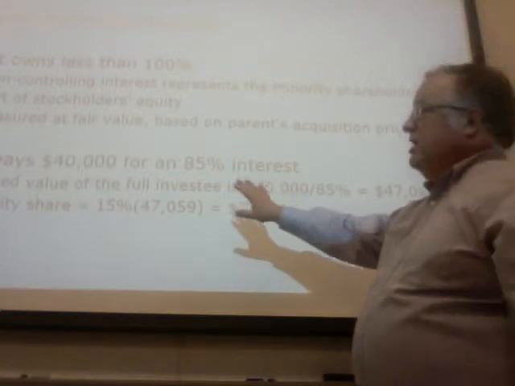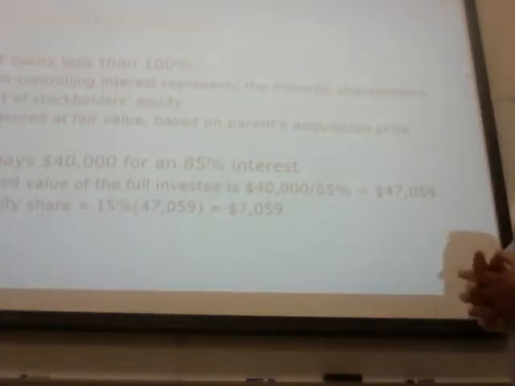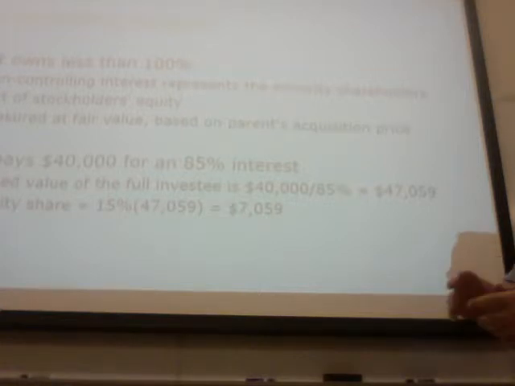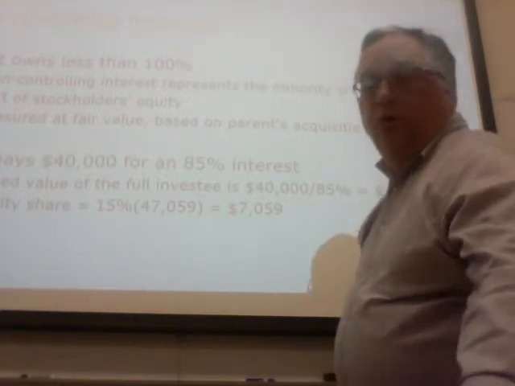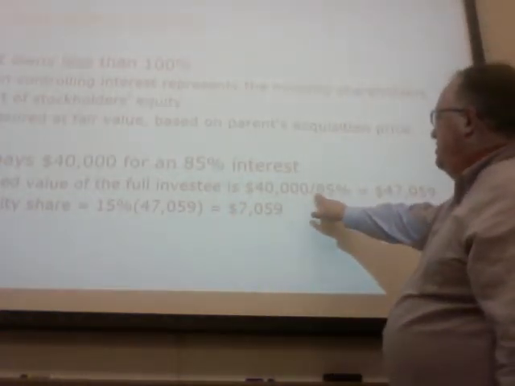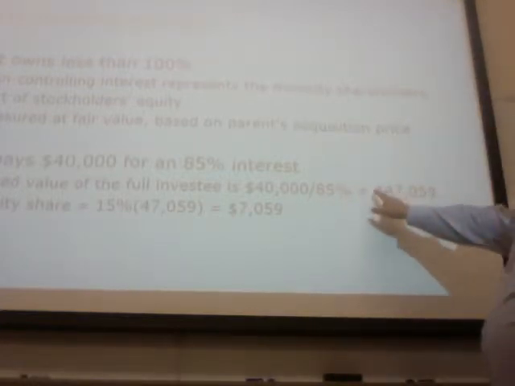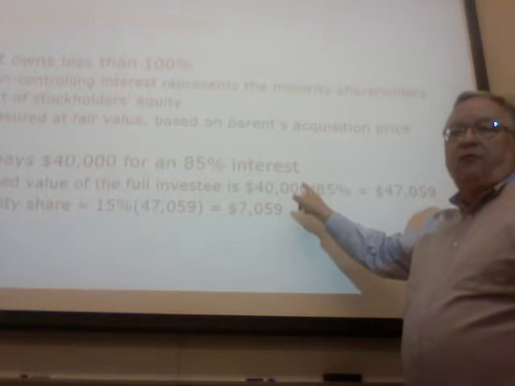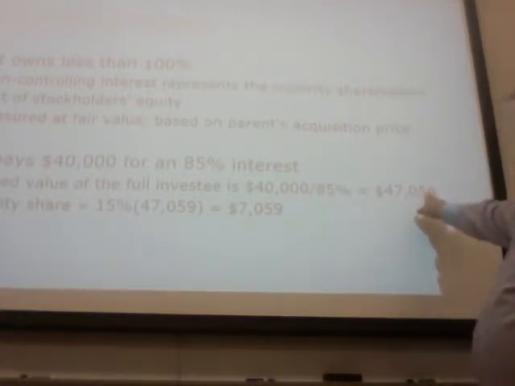So let's go through an example here. Parent pays $40,000 for an 85% interest in a subsidiary. The implied full value, and this is important, the implied full value of the investee is $40,000 divided by 85%. It's really $47,000. We're only buying 85% of it, and we're paying $40,000 for that. But that's the implied full value.